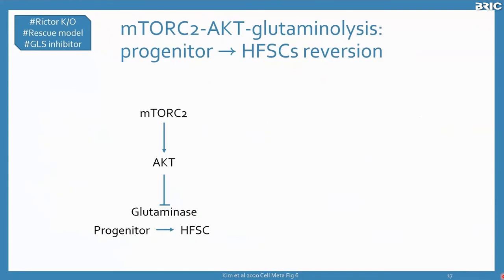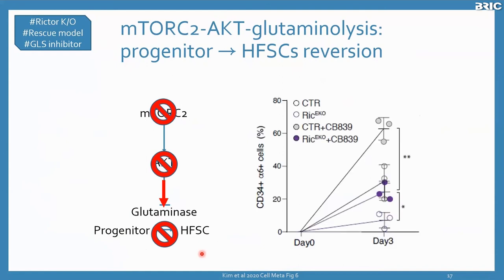So I'd like to pause here and bring you to another summary. So far, we talked about how mTORC2 activates AKT, which would inhibit glutaminase. And this glutaminase is important for progenitor cells to convert their fate into hair follicle stem cells. In the case of RICTOR knockout mice, there is no mTORC2, so there's no AKT, so there's an upregulation of glutaminase. And so progenitor cells cannot change their fate into hair follicle stem cells.